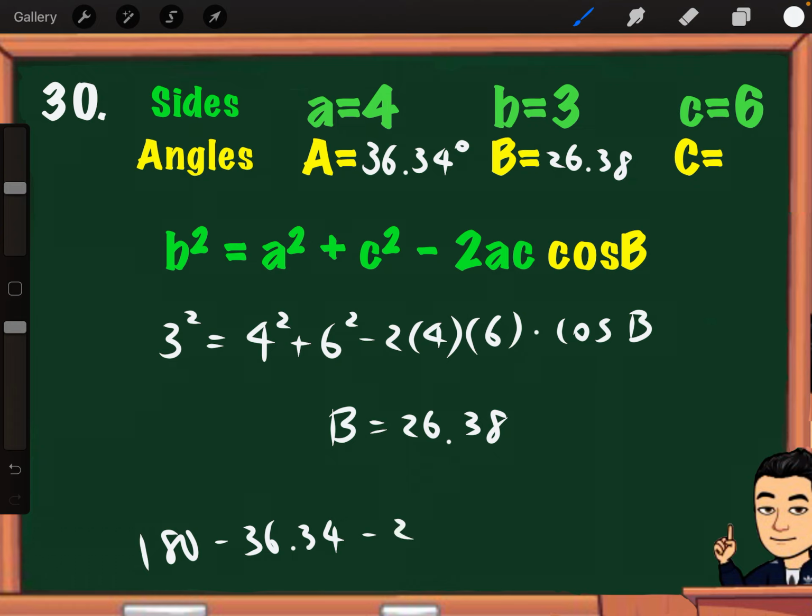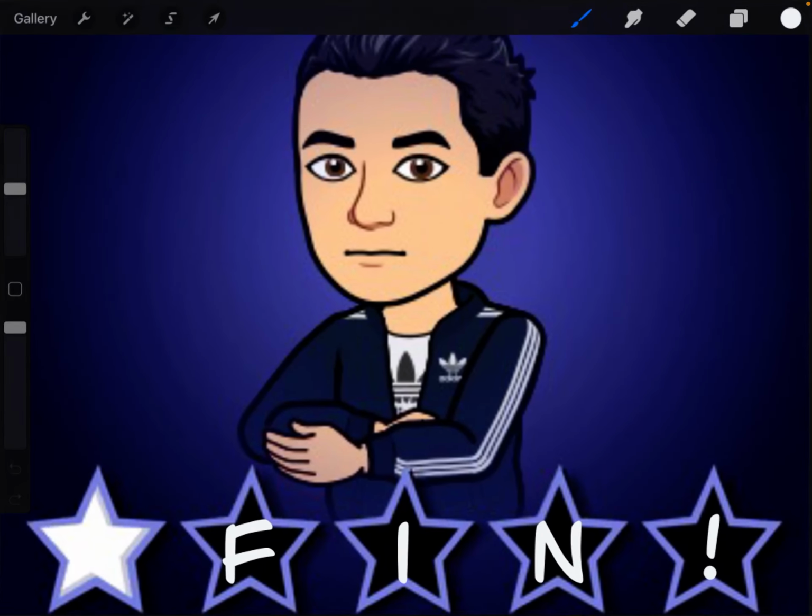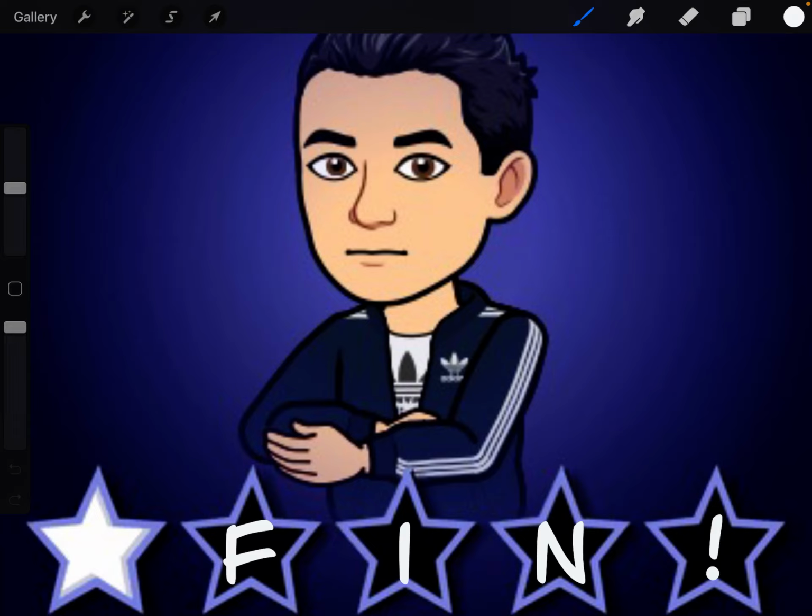All right, so lastly, to find out the angle C, you just use 180, subtract 36.34, that's angle A. And then you're going to subtract the angle B, which is 26.38. You're going to find out that the angle C is 117.28. Okay, and that's it for this lesson. Peace out.